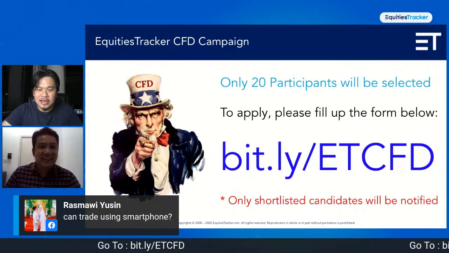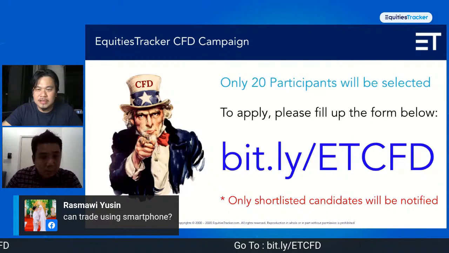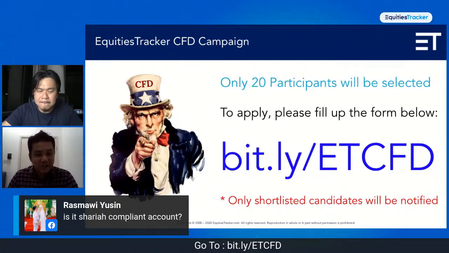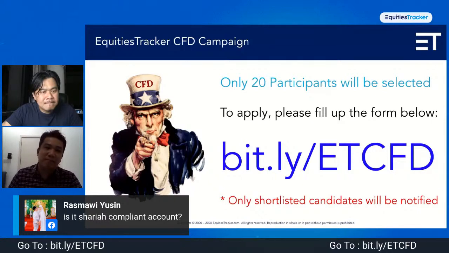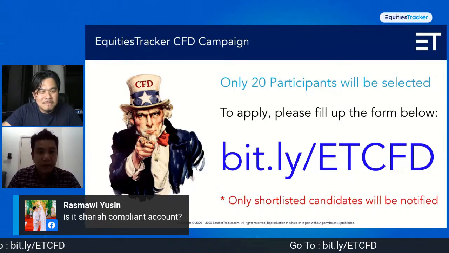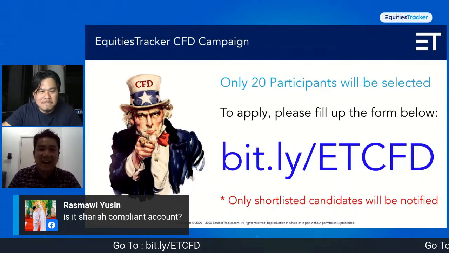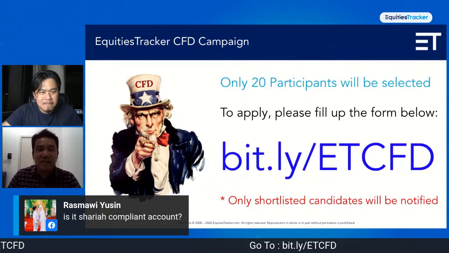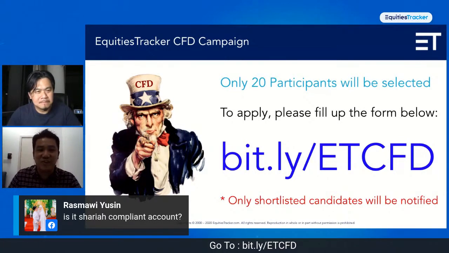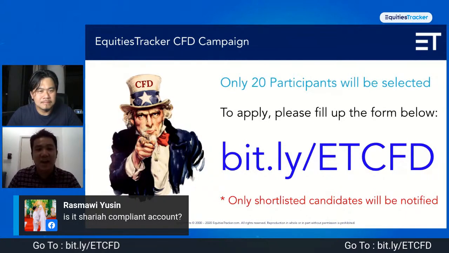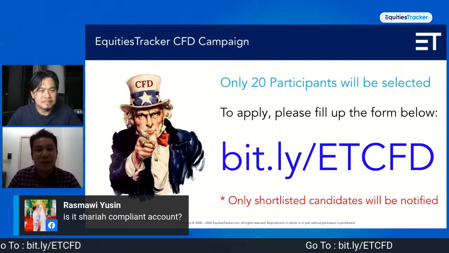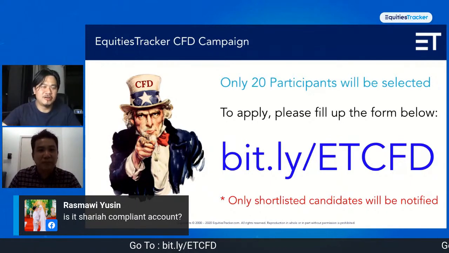Right. There's another question from Rasmawi that I missed earlier. He asked whether the account is Sharia compliant. Based on my understanding, this depends on the shares that you trade. It's a tough question, but you might need to do some study on the shares you wish to trade, since we already have the list on our website. You can go through the list and highlight the ones which are Sharia compliant. If you buy a share and it's Sharia compliant, then it's Sharia compliant, right?